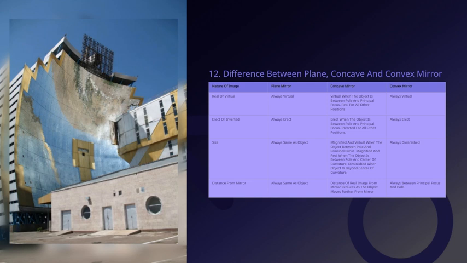Finally, considering the distance from the mirror, a plane mirror always maintains the same distance as the object. For concave mirrors, the real image distance from the mirror decreases as the object moves further away. And for convex mirrors, the virtual image always appears between the principal focus and the pole, at a fixed position relative to the mirror. Understanding these differences helps us see how each type of mirror is suited for specific purposes, whether for image magnification, safety, or wide-angle viewing.